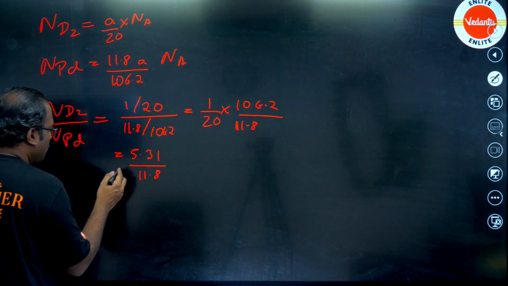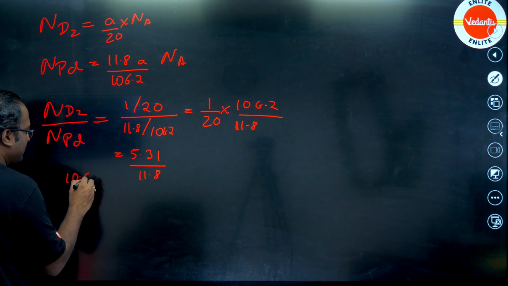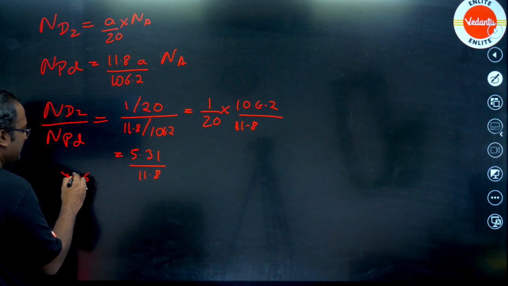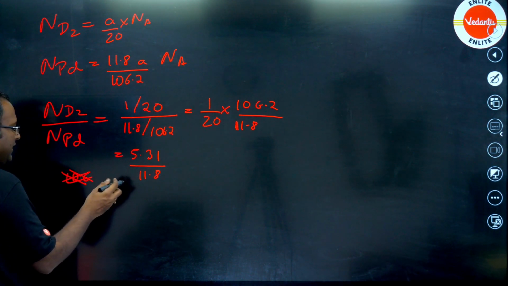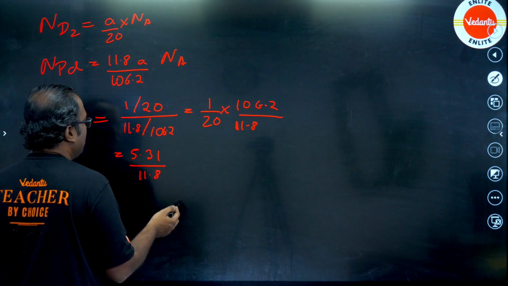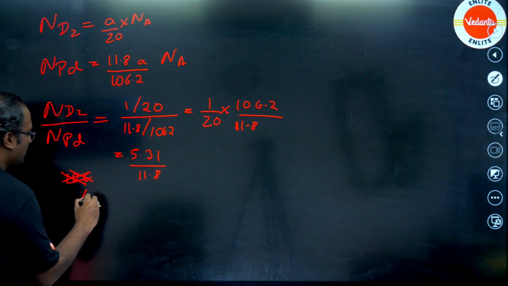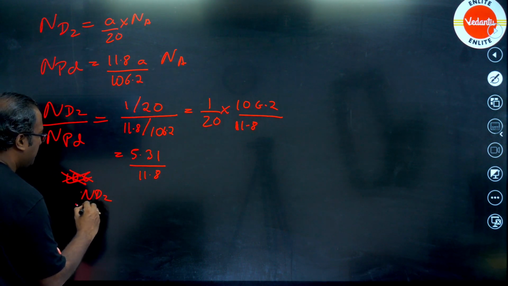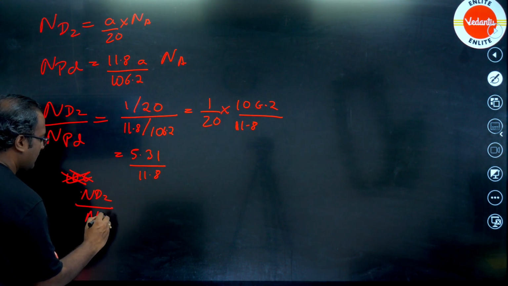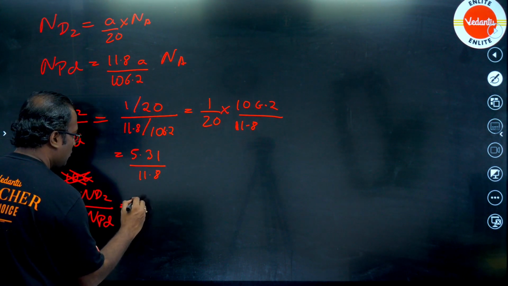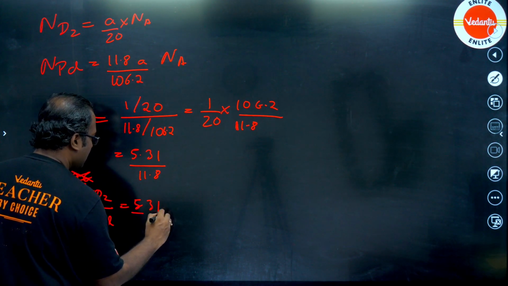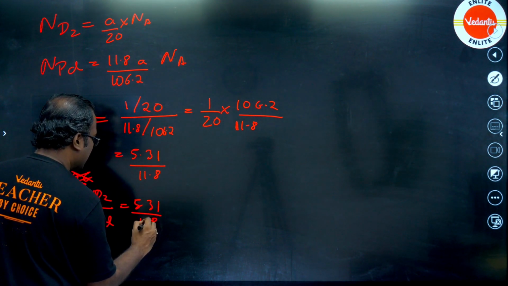If you multiply 2 times, you get 10.6. So that's definitely something we cannot calculate manually any further. It will take time to resolve this. But this is where we have landed: the number of deuterium particles per palladium particle is equal to 5.31 upon 11.8.